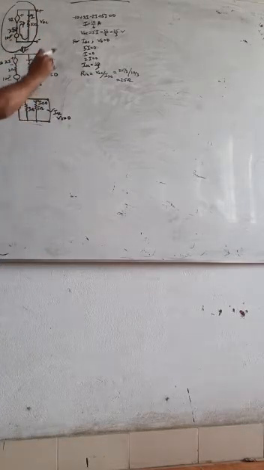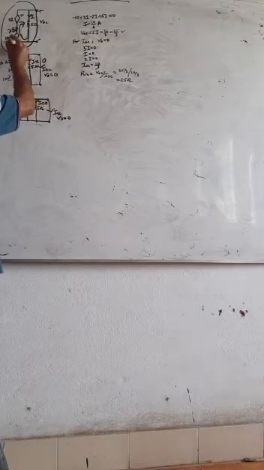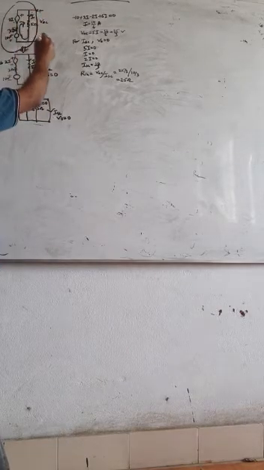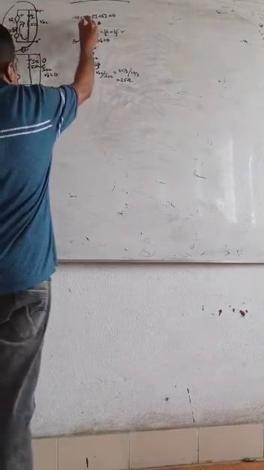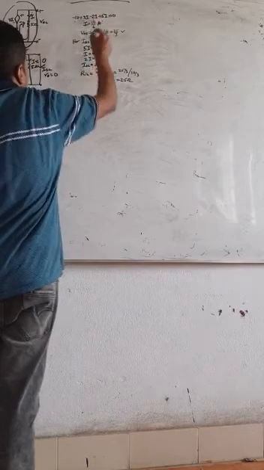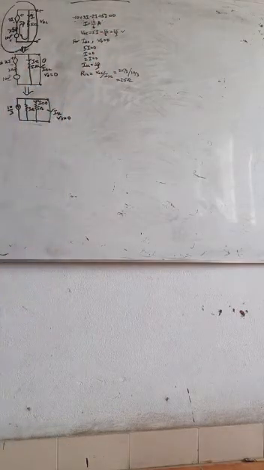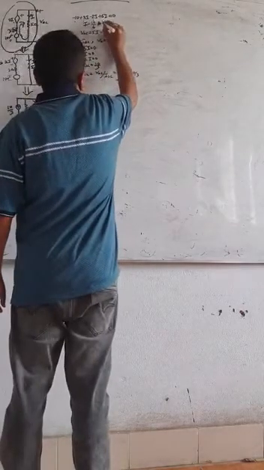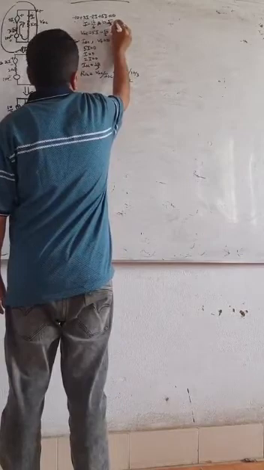Now consider this loop. First side is minus, second side is plus, third side is minus, fourth side is plus. So minus 10 plus 3i minus 2i plus 5i is equal to 0. So I is equal to 10 by 6 ampere, which means 5 by 3 ampere.